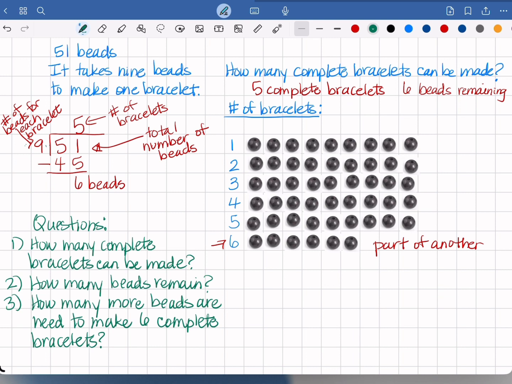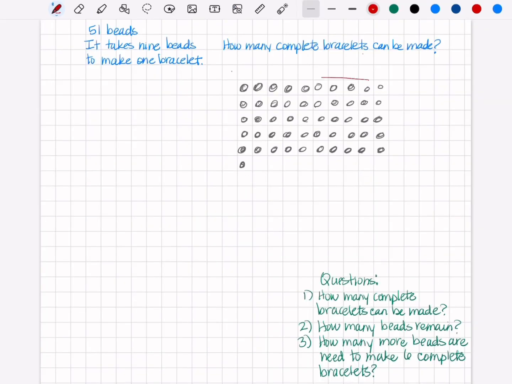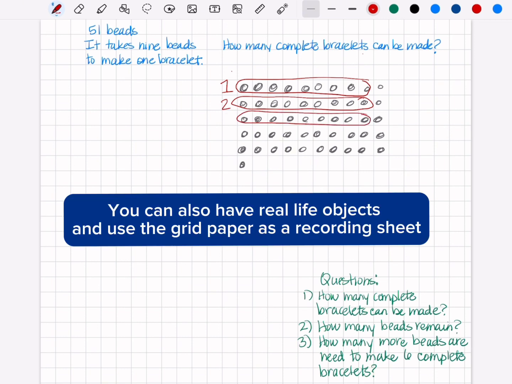And if you have grid paper, I think grid paper is an awesome tool to use, especially for kids who are so visual that they have to write it out before they can take it to an algorithm. If you have grid paper, you don't have to have real life objects. You can just have them draw the objects. And then the same thing with the interpretation. The questioning is what's key.